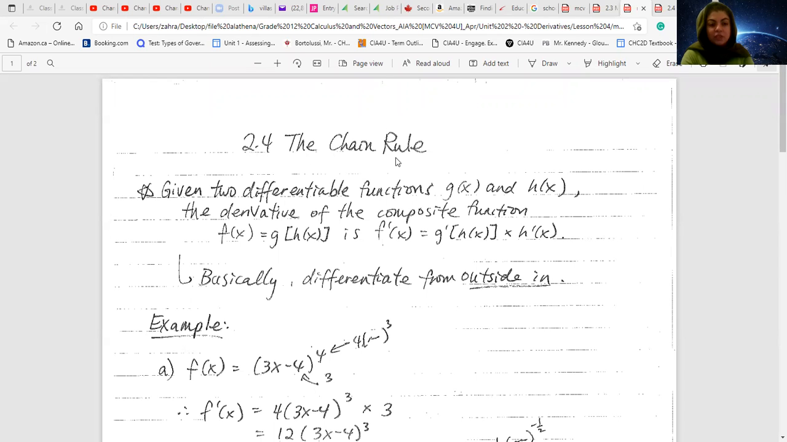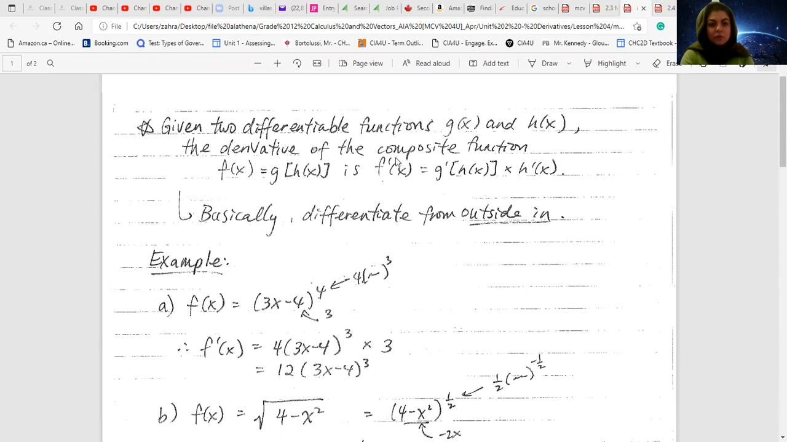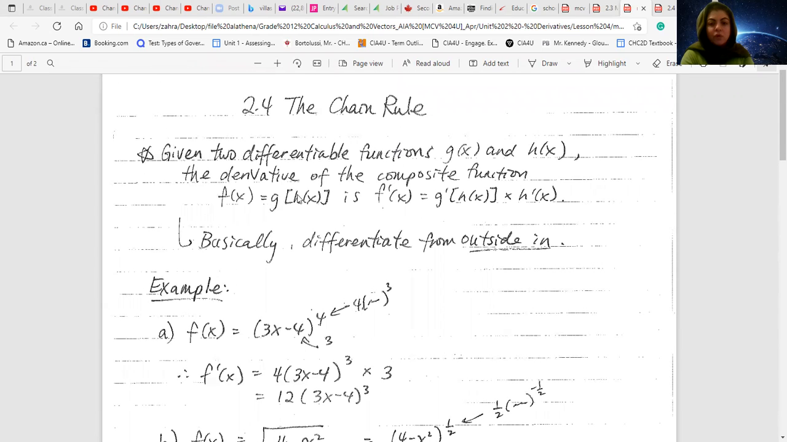2.4, the chain rule. I want to see what the chain rule is. When you have two functions embedded inside each other, so we have a composition function, a composite function, we apply the chain rule. So the derivative of f of x equals g of h of x is the derivative of g, the whole thing, multiplied by the derivative of the inside, h of x.